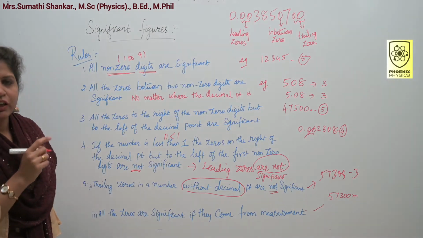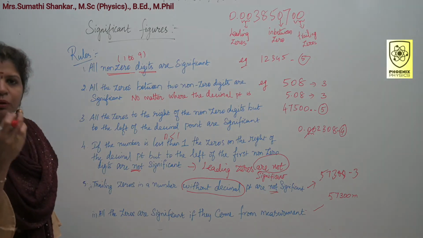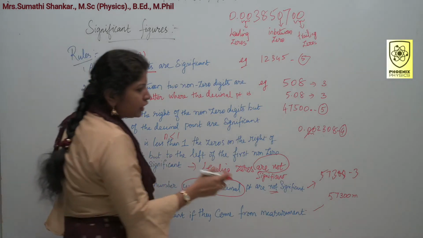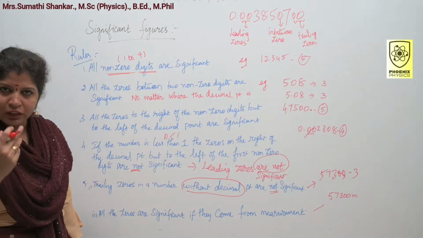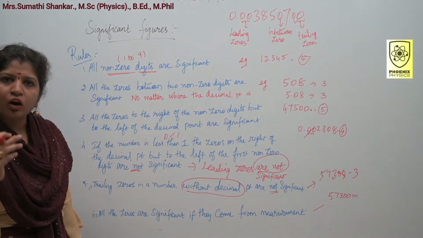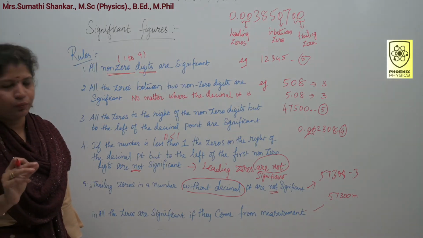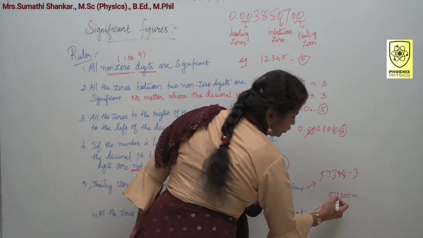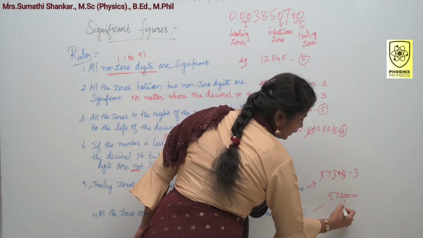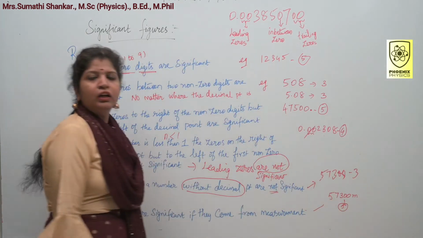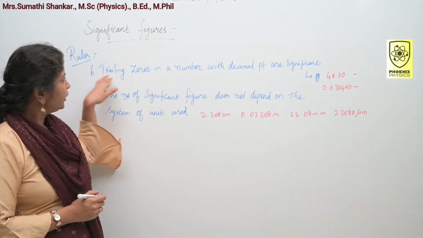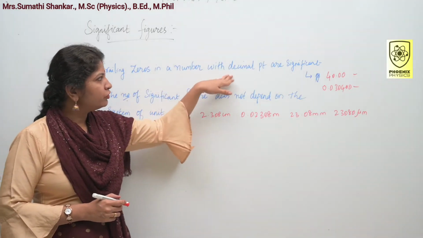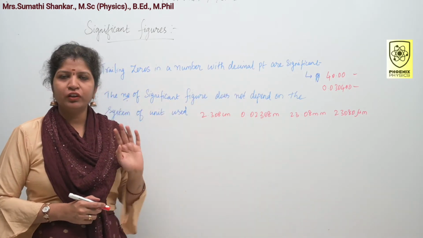57300 meter. If it comes from a measurement, and you write the number along with the unit, you have to count the zeros also. Here 1, 2, 3, 4, 5. Here I have 5 significant figures. Rule number 6: Trailing zeros in a number with a decimal point are significant.